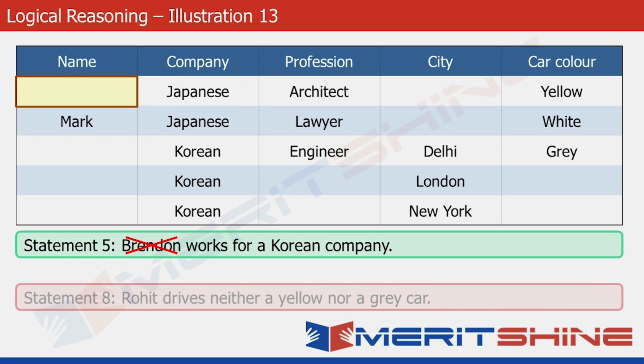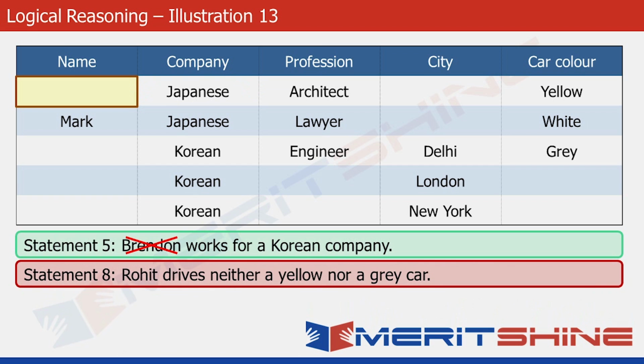Let's move forward and look at statement 8 now. It tells us that Rohit doesn't drive a yellow car. But we can see here in the first row that this person drives a yellow car. It means that this person cannot be Rohit. So let's cancel Rohit as well.